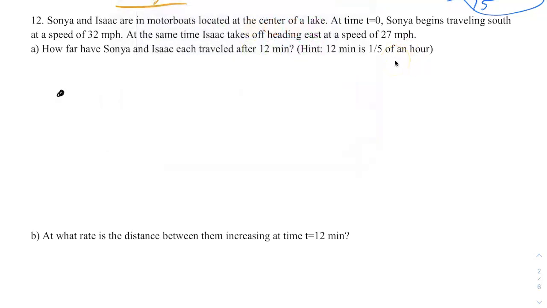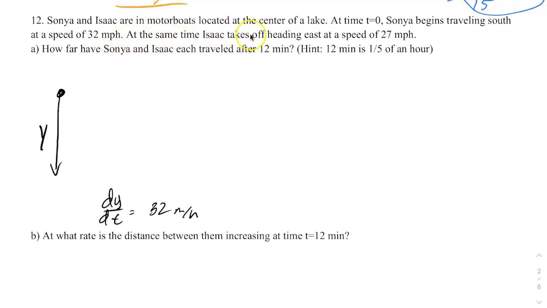We start here, and then these rich people, Sonia and Isaac, in their motorboats, center of a lake. At time t equals 0, Sonia begins traveling south, so she goes south at a speed of 32 miles per hour. Like I said before, anytime I go up and down, I like to use y. So let's say this is y, and her rate is dy/dt, 32 miles per hour. Technically, it's probably negative because she's going south, but we'll leave that for now.